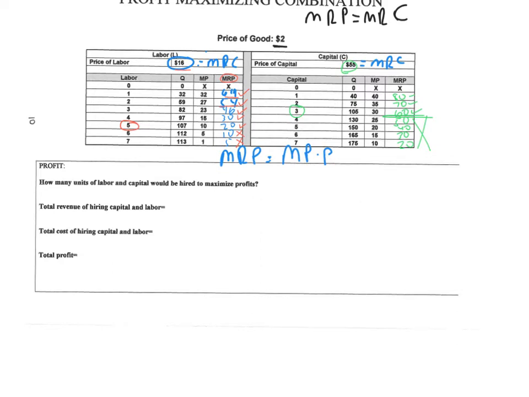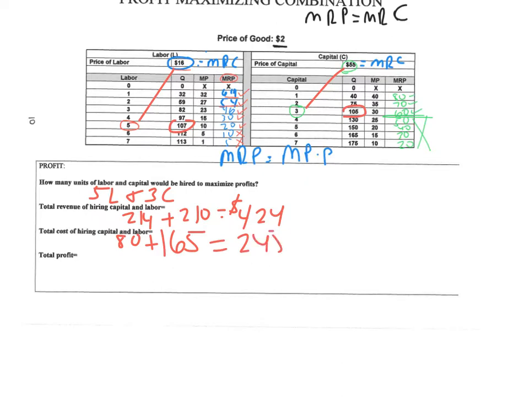So to finish filling out the page and answering the questions, we're going to hire 5 units of labor and 3 units of capital to maximize profits. The revenue of hiring capital and labor would be, well, they produce 107 quantity times 2 would give you 214, plus 105 times 2 gives you 210. So that's going to mean $424 is our total revenue of hiring labor and capital. And the cost of that is going to be the 5 times 16, which is 80, and the 3 times 55, which is 165. Added together is 245. And so when you subtract that to make profit of revenue minus costs, you're going to get a grand total of $179. And so that would be the amount of profit made from this example.